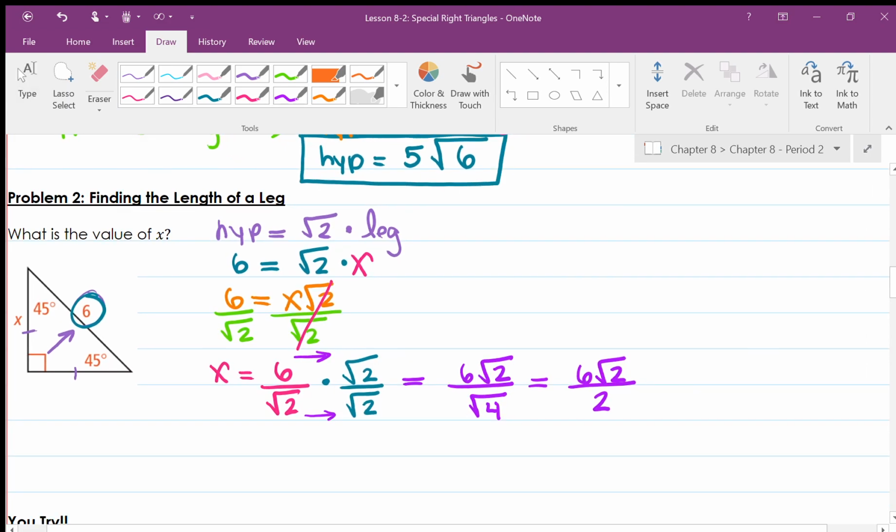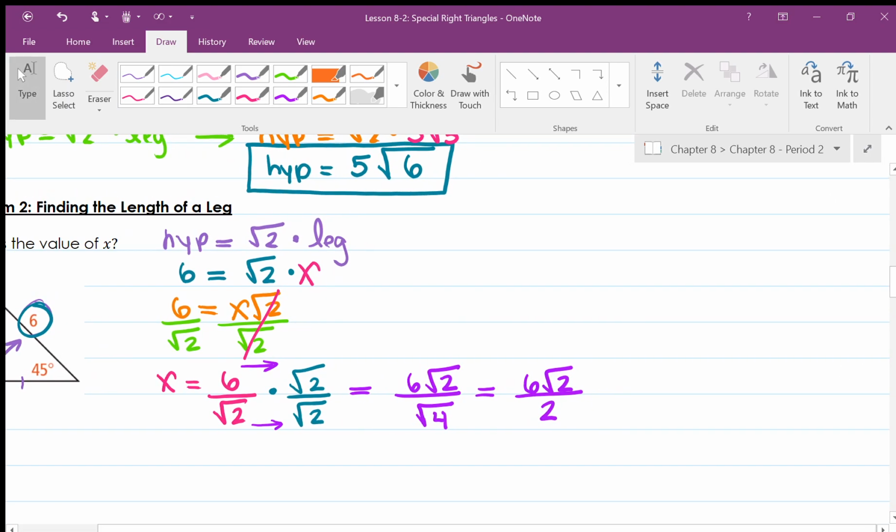Correct? But we're not done. You can, in fact, simplify this a little bit further. Do not touch that 2 underneath the radical. It's underneath the radical. That means you're not allowed to touch it. But you can reduce whatever's outside of the radical. So this would be reduced down to 3 radical 2. This is equal to x. Okay? It's not that bad.